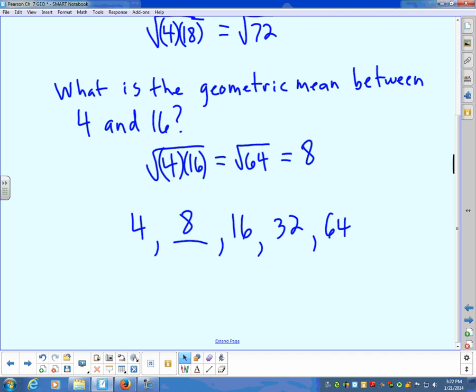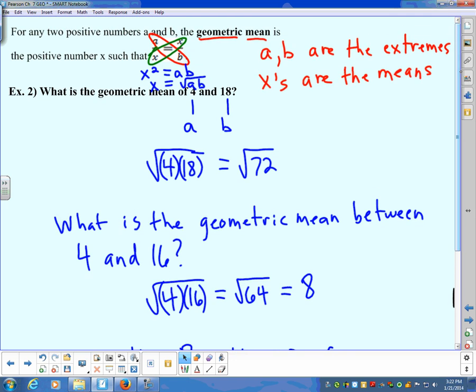The geometric mean, it all kind of relates to proportions and ratios here. If you remember, the means are these two. And these are the extremes, but if you solve this equation for x, you have your formula for the geometric mean.